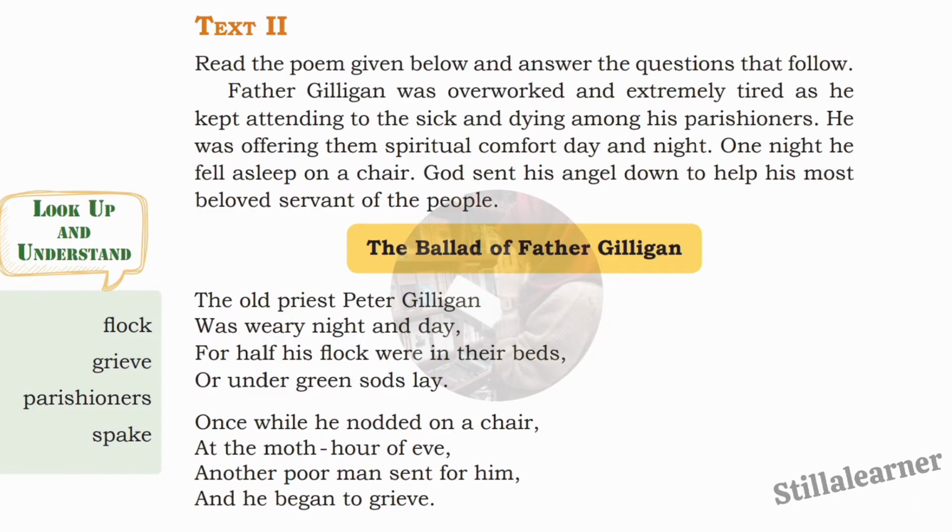Now we'll see in detail. So the poem's name is The Ballad of Father Gilligan. Here the word ballad means a story which is described in a poem, in a song, in stanzas. A story is beautifully designed in a poem. Once there was an old priest named Peter Gilligan. He worked there in a church. Okay, he visited the sick and dying people without any rest. He worked day and night there.